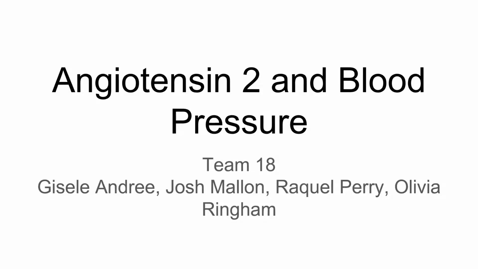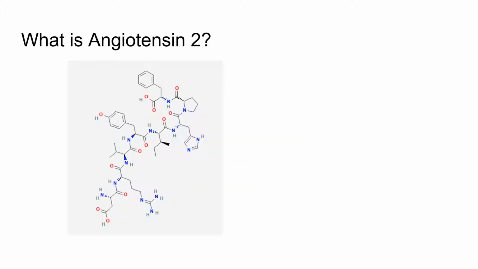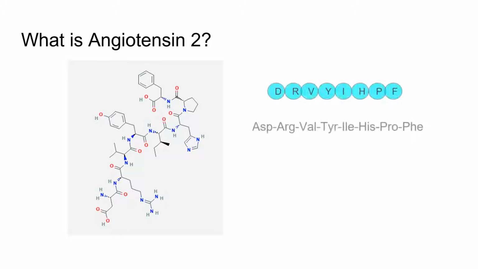This is Team 18, and today we are going to talk about angiotensin II and its effects on blood pressure. Angiotensin II is a peptide hormone that is only 8 amino acids long. It is activated in response to low blood pressure, and it activates several systemic responses to increase blood pressure.